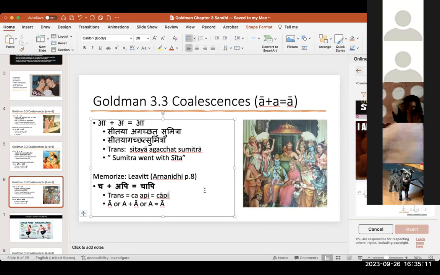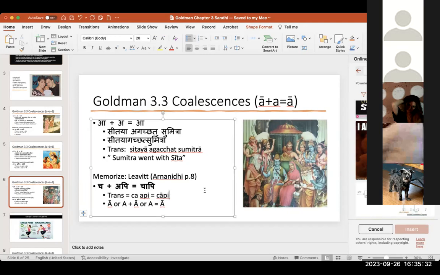So look at the first example. Sitaya agachat sumitra. So it's the past tense of gam, to go. So Sita went, agachat, and who did she go with? She went with Sumitra. So you see it broken apart, and then you see it together.